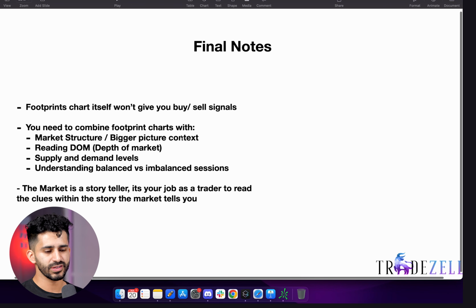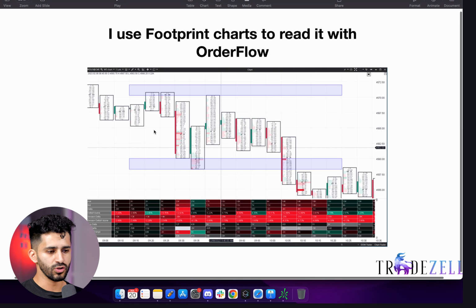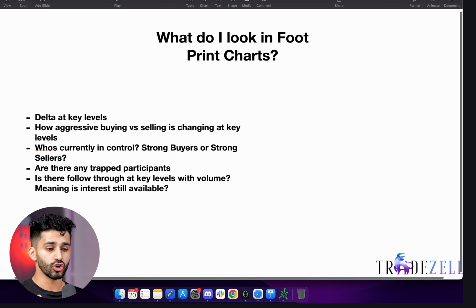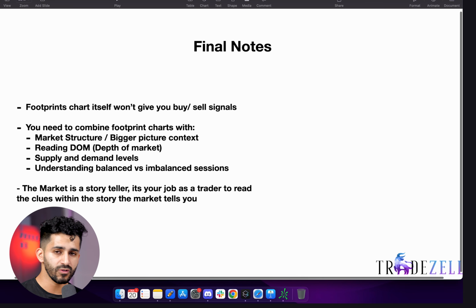Now, I just want to wrap this up and give you guys some notes. Number one, footprint charts by themselves will not give you buy and sell signals. Don't just open up footprint charts and look for delta. I see so many new traders open up footprint charts, look for delta, and base their entire trading around that. Footprint charts are great, but you need to know what you're looking for based on your strategy and your approach to the market. You need to combine footprint charts with market structure and big picture context. You need to understand the bigger picture of the market, the market sentiment, the market structure, and what is going on in a bigger time frame, so you can have a directional trade on the market.